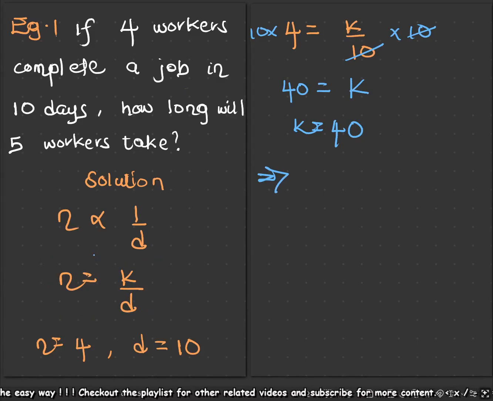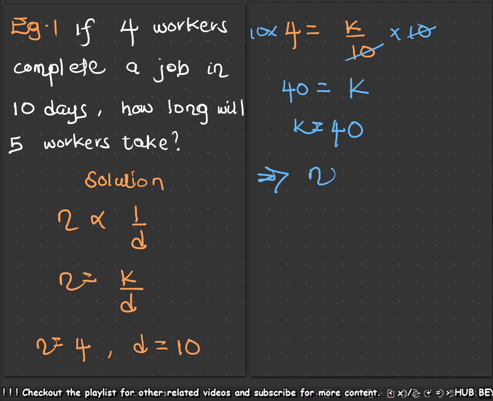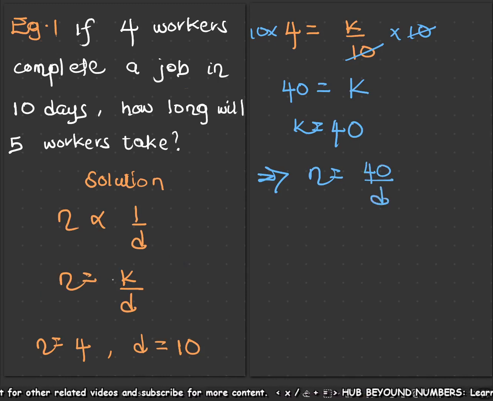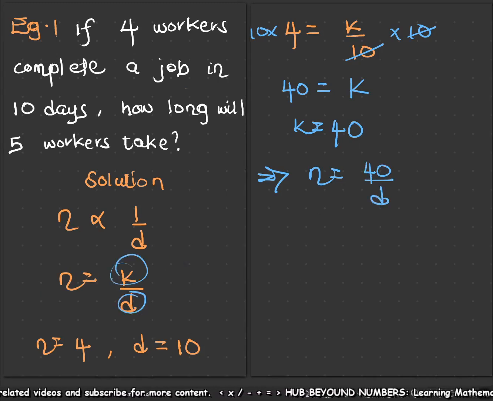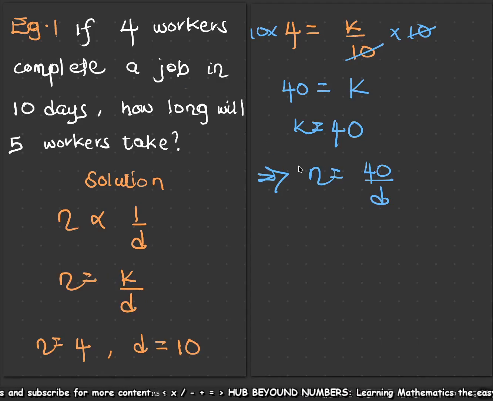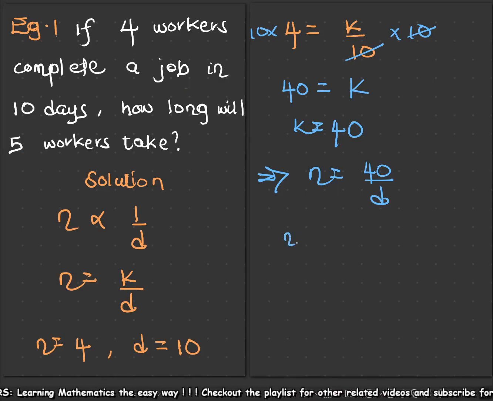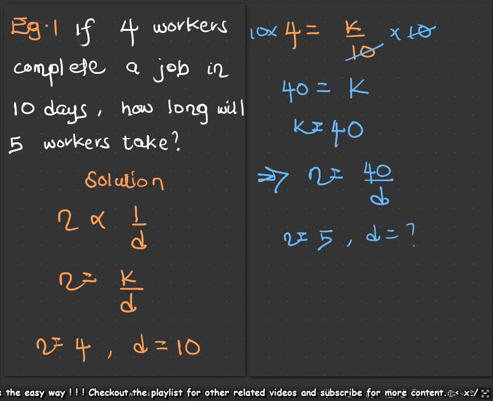Now, this simply implies that our equation is n is equal to k, which is 40, over d. With this formula set, we can now proceed to solve the question. It says, how long is it going to take 5 workers? For this, we know our n, the number of workers, is 5. The days we do not know, so we just make d the subject.